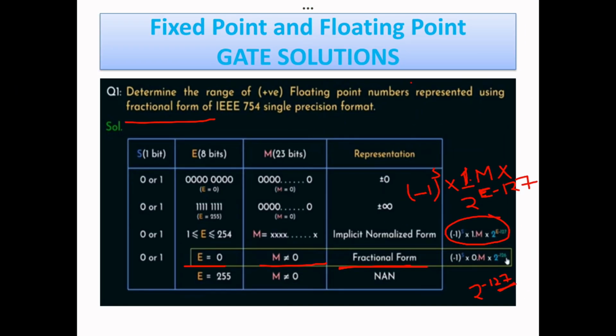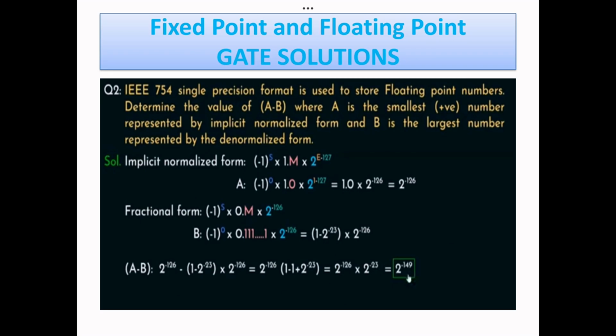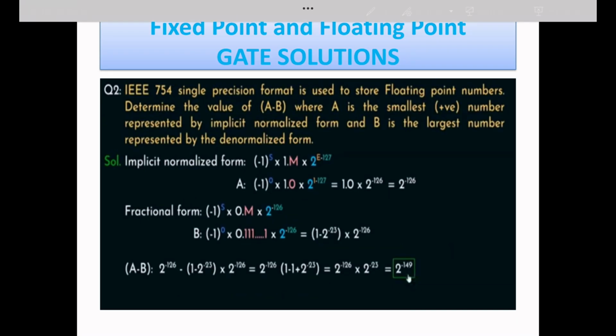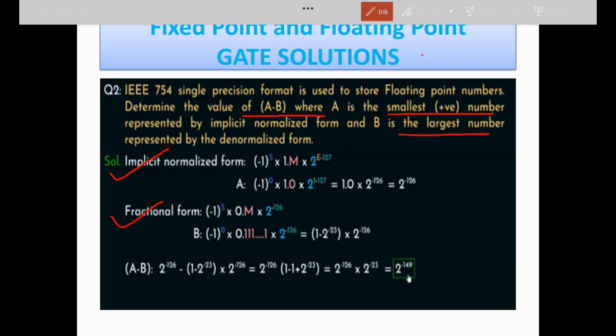So now we will come to the next topic. This question we already discussed, and this question came in your GATE exam. He asked to find the value of a minus b, in implicit normal form and fractional form. Already we discussed the smallest positive number and largest number, and you have to subtract the smallest number from the largest number.